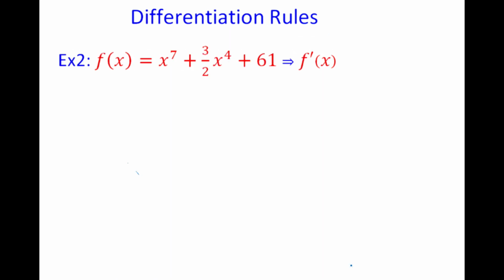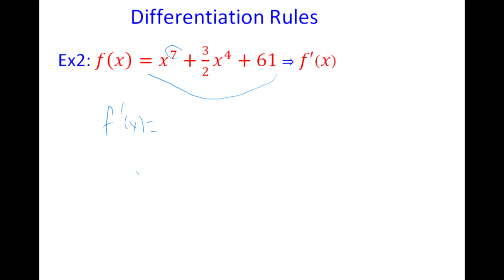And for the second question, we have f of x as x to the power of 7 plus 3 divided by 2 times x to the power of 4 plus 61. And in this case, what is the value of the derivative of f of x? And again, we're going to have f prime of x, which means the derivative of f of x is this.